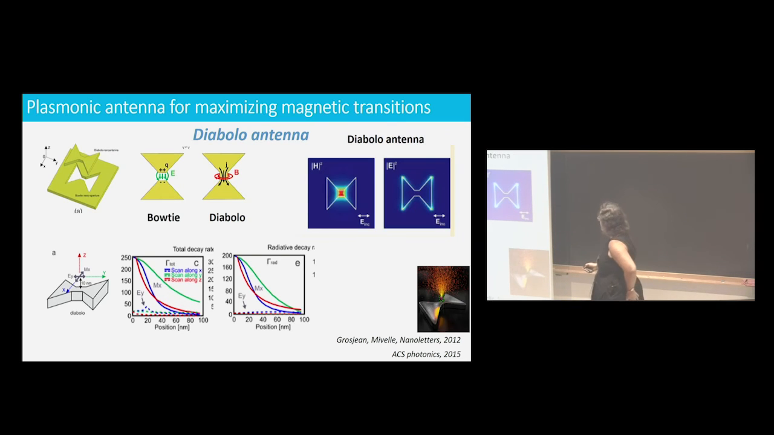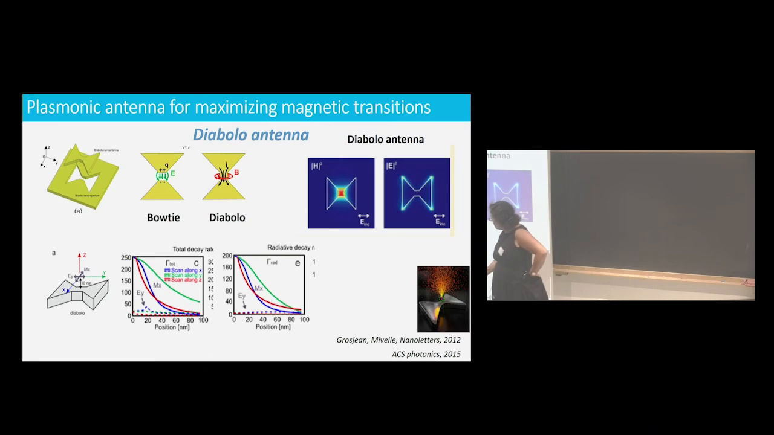For example, here is a calculation of the diabolo. You can see the magnetic field in the center, and you see that there is nothing here for the electric field, but on the top here, because of the antenna effects, you have a maximum of intensity, but you have nothing in the center. Now, this is a calculation. This has been done experimentally as well, but I don't have time to present the experiment.